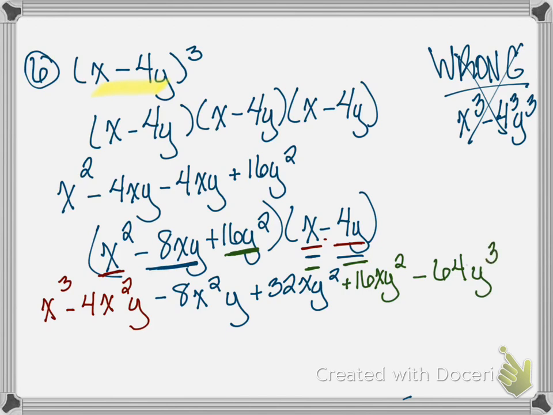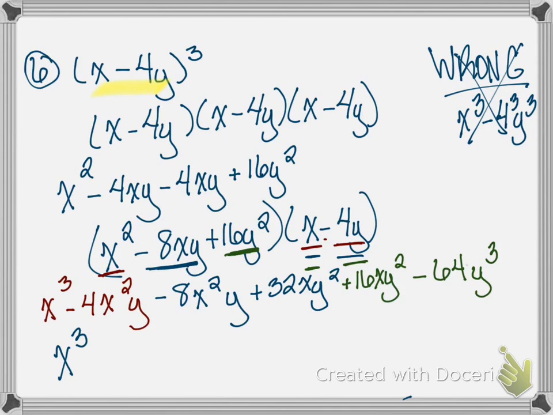Now what I need to do is combine like terms. And there's a few in here, I think. So we'll find them. So x to the third, I don't have anything that I can combine x to the third with. So there's x to the third.